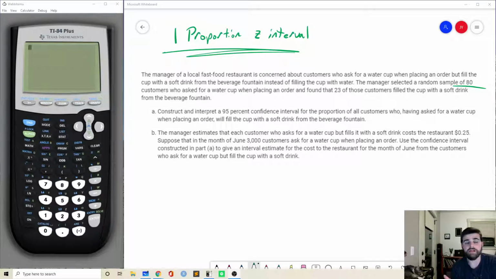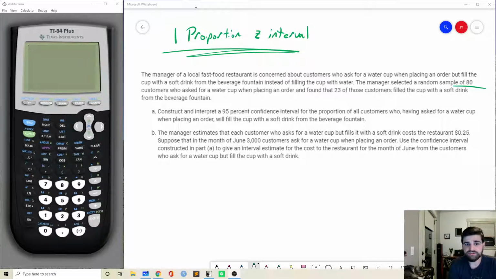All right, so we're going to take a look at a confidence interval problem looking with a sample proportion. So here's the problem here. We have a fast food restaurant. The manager is concerned that people are ordering a water cup but then filling it up with soda. Who would do such a thing?